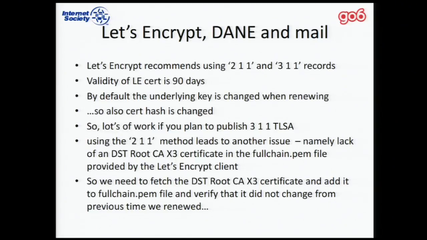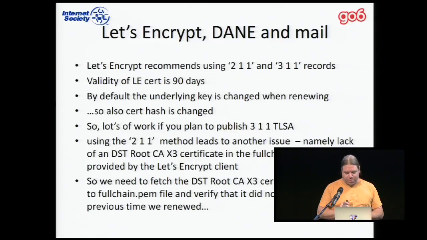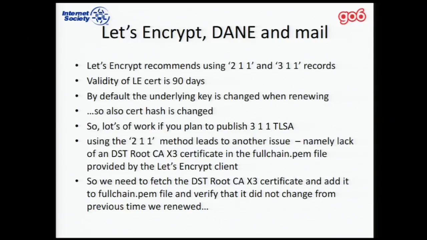So you could use the 2 1 1 method that is actually verifying sort of a signing certificate. But there is a problem because by default the Let's Encrypt client does not include the DST Root CA X3 certificate. So first of all, I tried the method of fetching the DST Root CA X3 certificate, adding it to the fullchain.pem file, and verifying that it did not change from last time. Because if it would change, then I would have to change the 2 1 1 TLSA record.